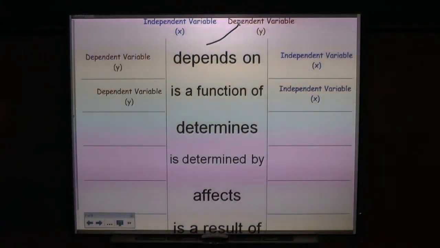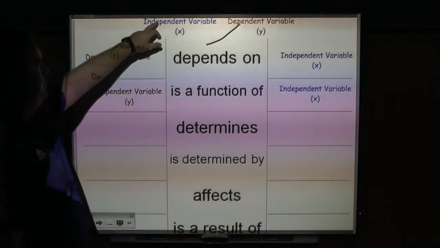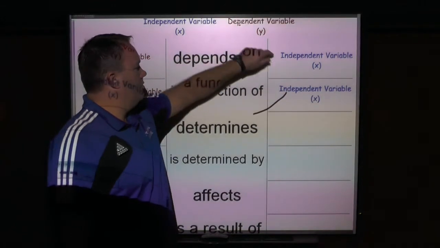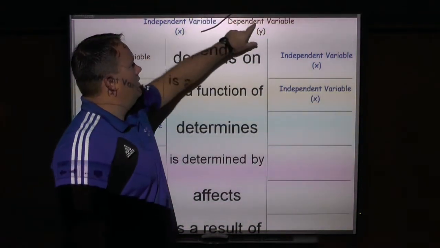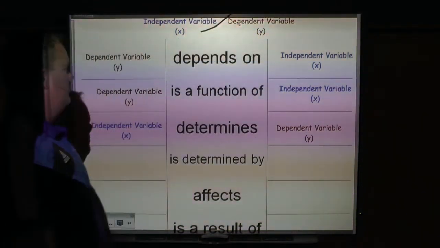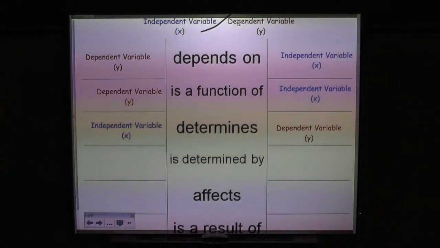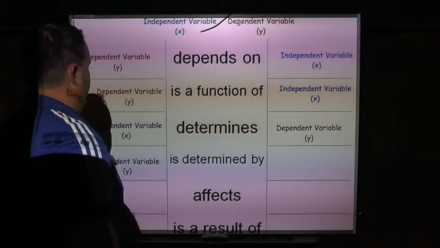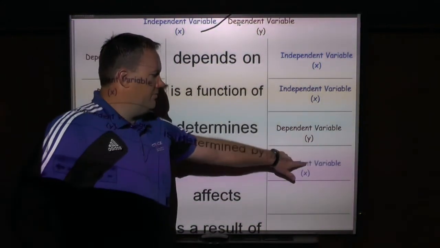We talked about determines before. Determines is different from these two. The independent variable determines the dependent variable. Okay. Now, is determined by. As you can see, it's written differently, and this is where some people get confused. The dependent variable is determined by the independent variable.